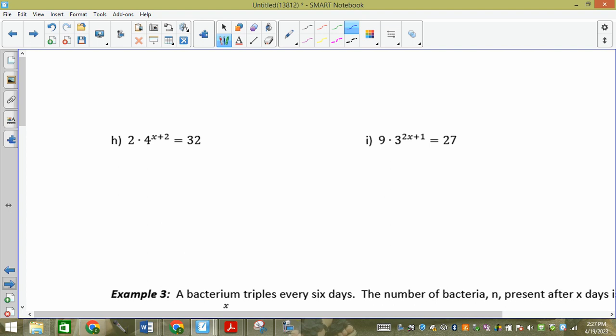But anyways. Instead of multiplying by the 2, what could we do? Convert the 4 to the x plus 2 to 2. We could. What else could we do?